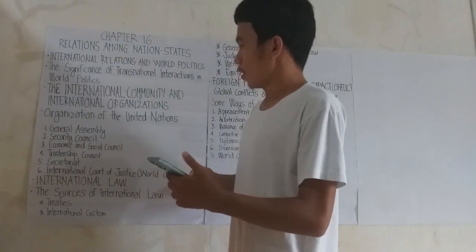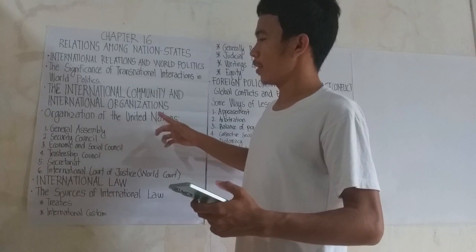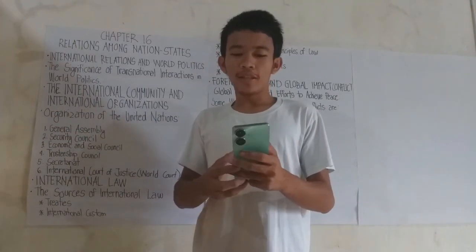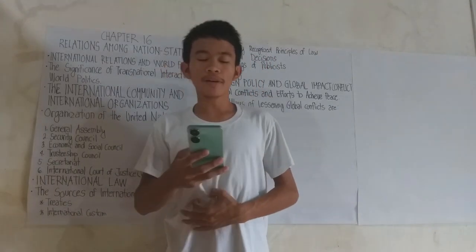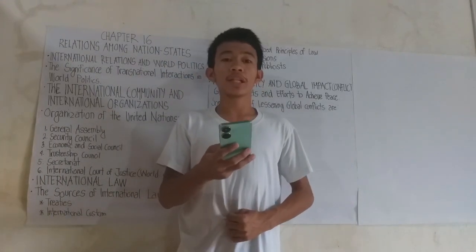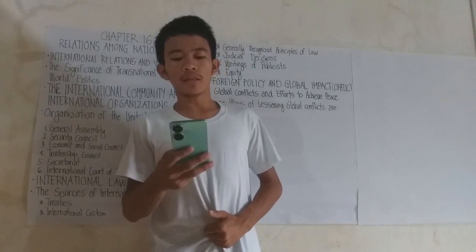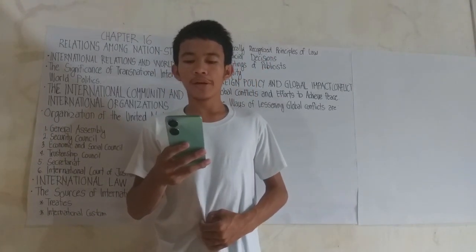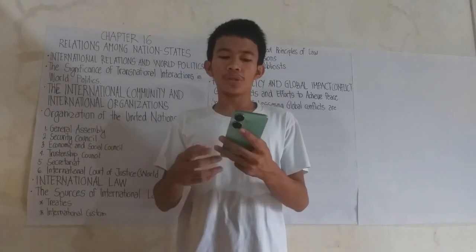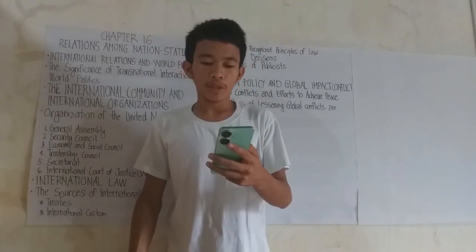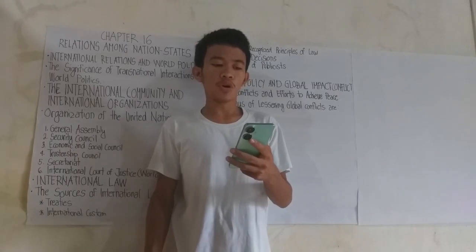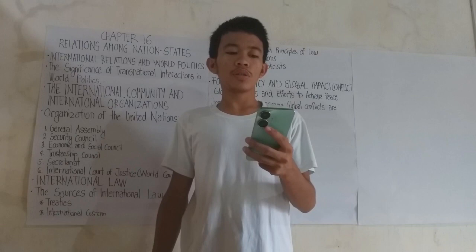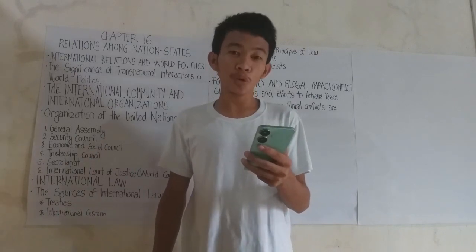Next is the Organization of the United Nations. First is the General Assembly. The General Assembly is one of the principal organs of the United Nations and serves as a forum for all member states to come together and discuss global issues. It is composed of representatives from all 193 member nations, with each country having one vote.